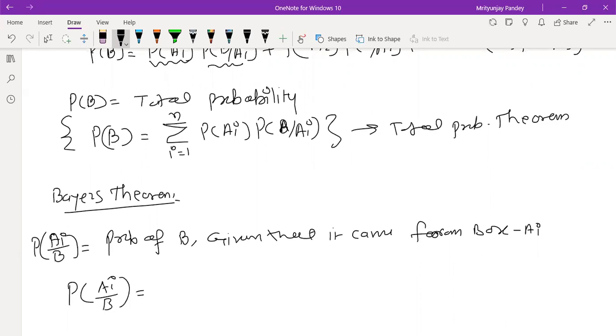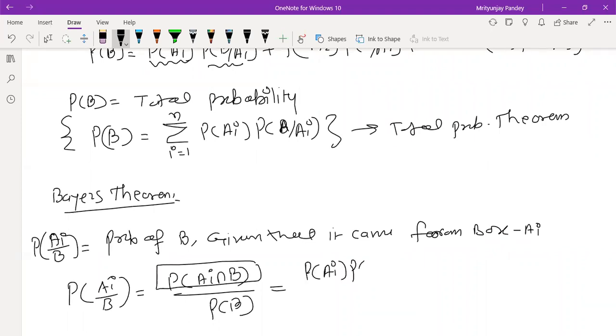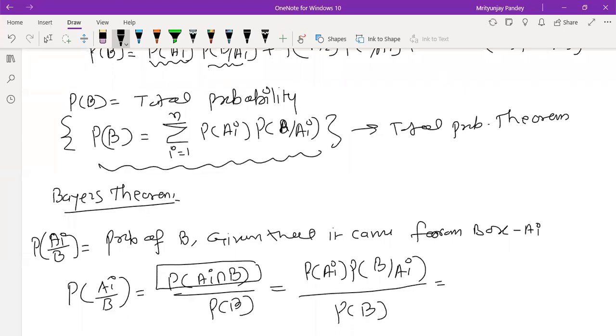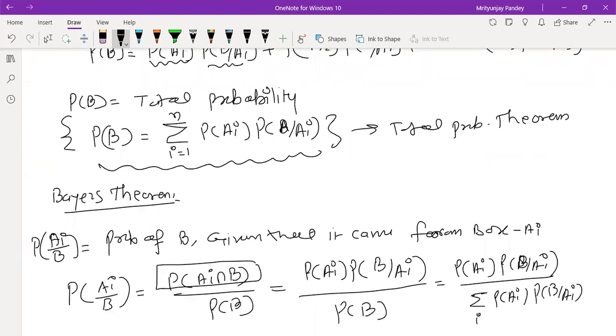So just use the conditional probability wala formula. So that is A1 intersection B divided by P of B. And formula of this one already here I will write, that is P of AI into P of B upon AI divided by P of B. And what is the value of P of B? Already I have proved here. So finally answer is P of AI, P of B upon AI whole divided by summation of P of AI into P of B upon AI, I start from 1 to n. So this whole formula is known as Bayes theorem.